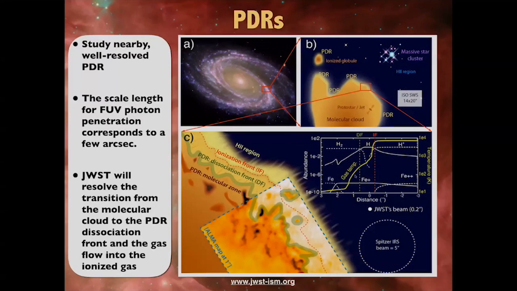As you can see from these pictures, PDRs are not only associated with young massive stars, but you can see them basically everywhere in our universe, from star-forming galaxies, ultraluminous infrared galaxies, to the surfaces of protoplanetary disks, etc. So a really large fraction of the emission that JWST will see is coming from these PDRs.